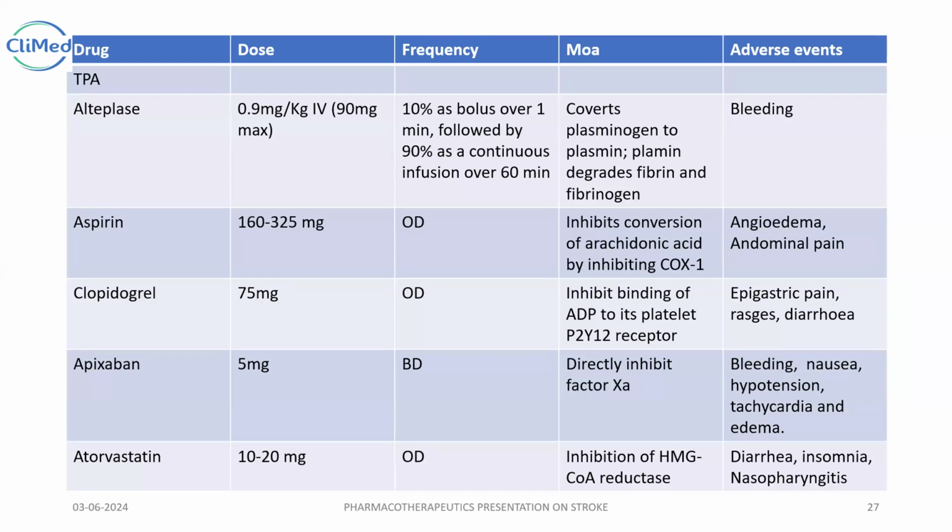As we know from the coagulation cascade, it directly inhibits factor 10A, and the dose is 5 mg BD. Atorvastatin acts by inhibiting HMG CoA reductase, and the dose is 10 to 20 mg OD. Next slide, please.